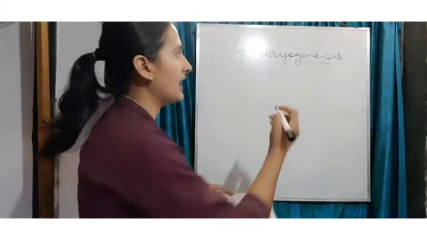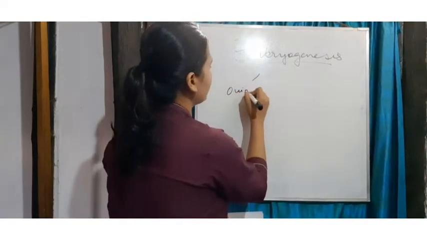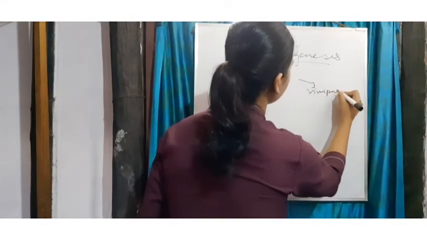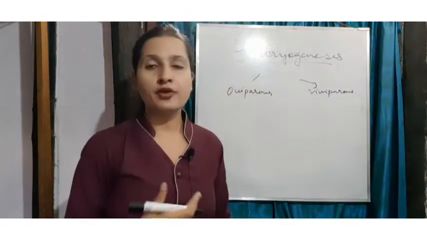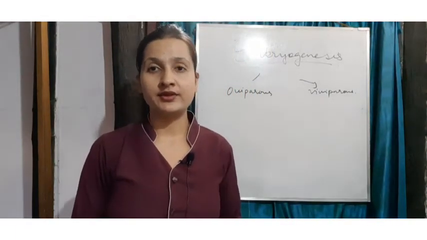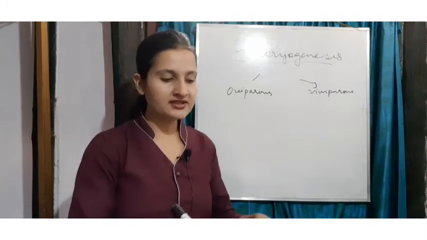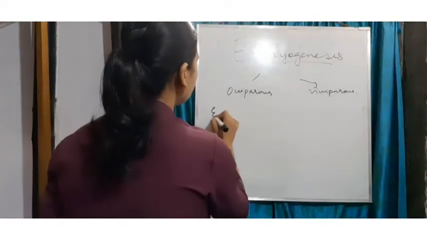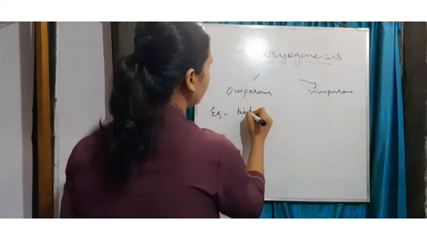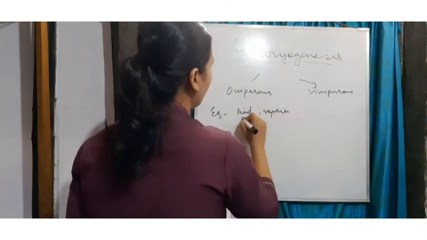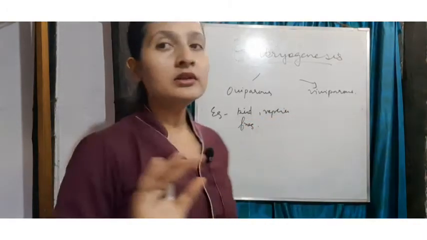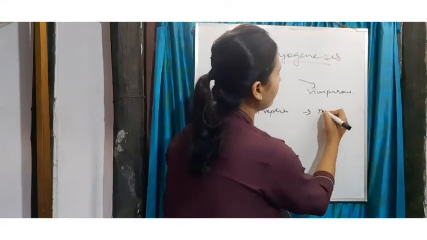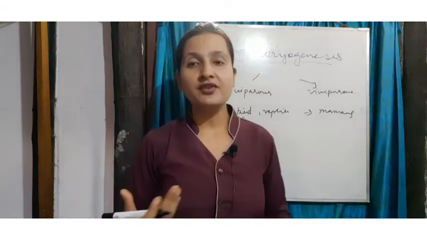Based on that, the animals are classified as oviparous and viviparous, based on whether they lay fertilized eggs outside the body or the embryo develops inside the body. Oviparous examples are birds, reptiles, frogs. All the organisms that lay eggs come under oviparous, and viviparous are mammals, the ones which give rise to their young ones.